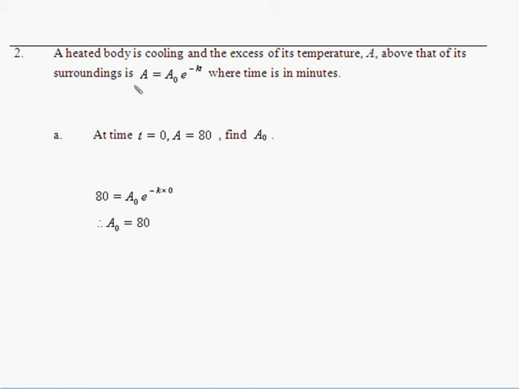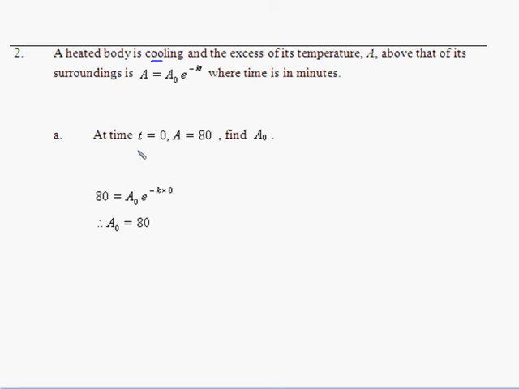This time we've got a heated body which is cooling, and the excess of its temperature above that of the surroundings is given by a function of A equals A0 e to the minus kt. Seeing it's cooling, the temperature is dropping, so we'll have a negative there.